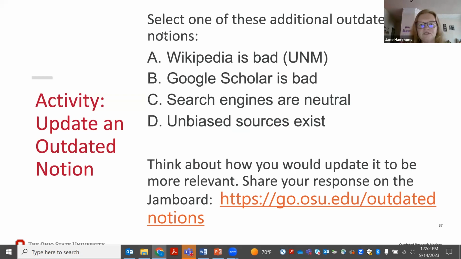Let's see. So to statement D, that unbiased sources exist. Sandra shared, I agree, D is important to get rid of. It is much more important to acknowledge the bias and how it will affect the research. Yes, completely agree with that.